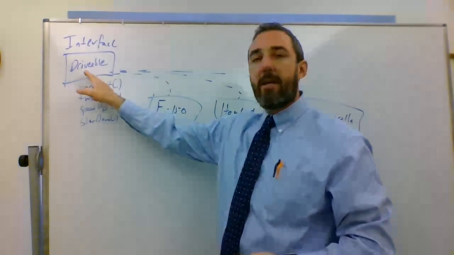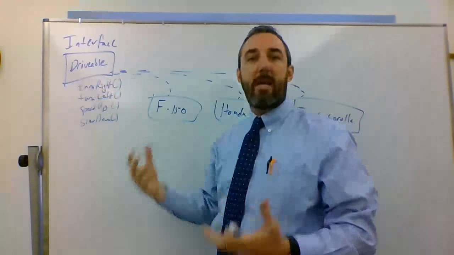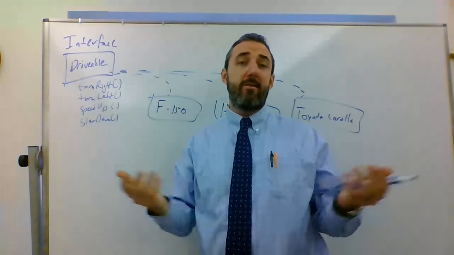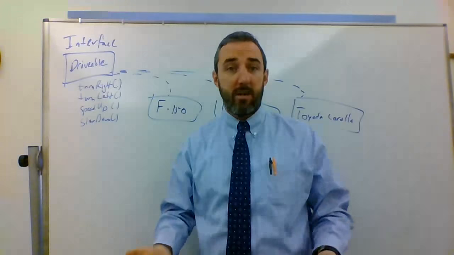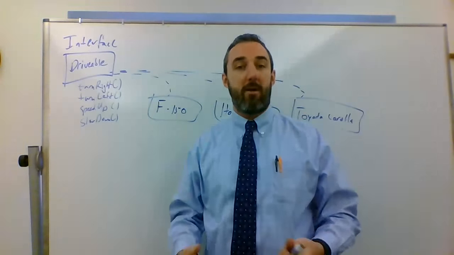The job of an interface is just to say what actions need to be present. What actions must I be able to do? I would say any car that doesn't allow you to turn is not drivable. And it wouldn't be street legal. We wouldn't be able to use it. Likewise, any car that doesn't allow you to slow down is not drivable.